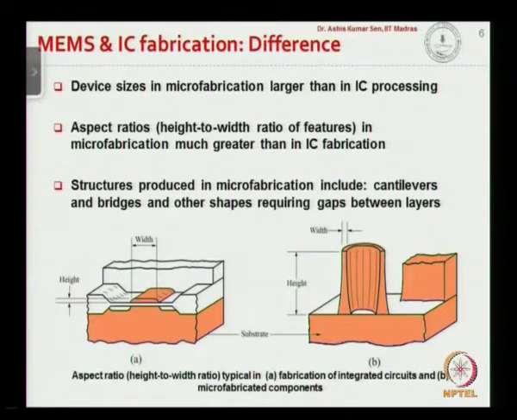Now let us look at what is the difference between MEMS and the IC fabrication, where the MEMS originated from. Typically if you look at here, the semiconductor devices have got relatively smaller size as compared to what we normally encounter in micro devices. So, the device size in microfabrication is much larger than what we encounter in the integrated circuit.